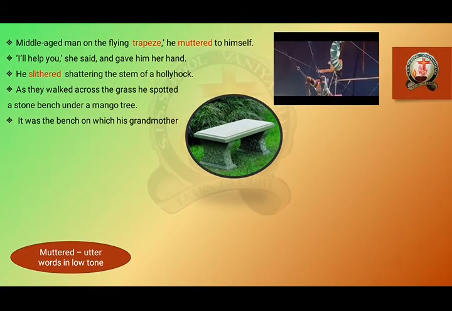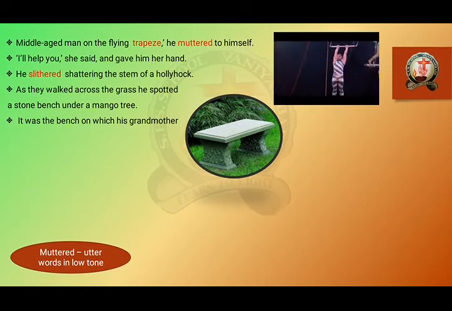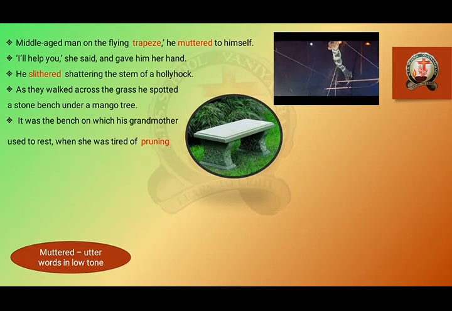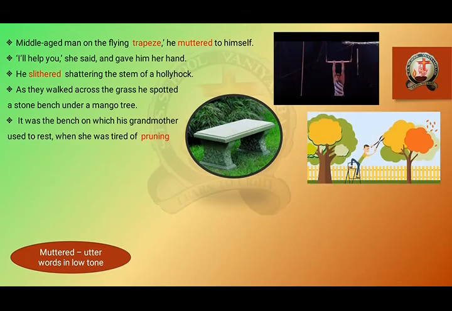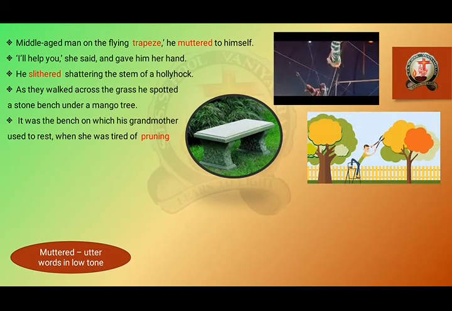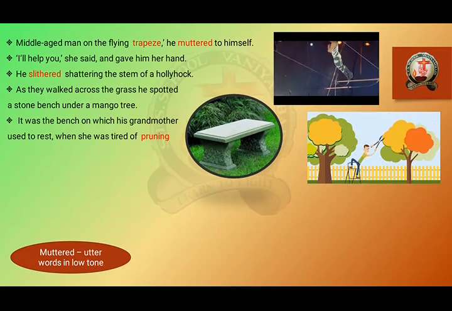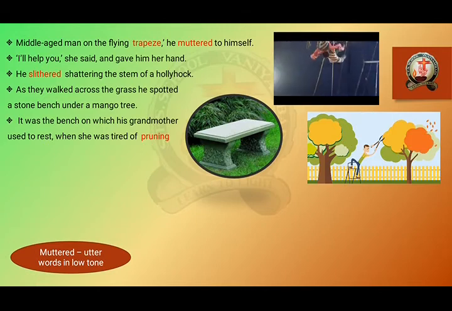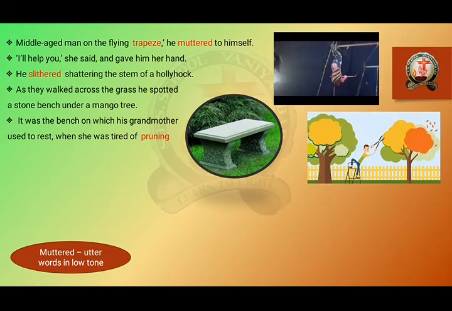The bench made of stone is called a stone bench. It was the bench on which his grandmother used to rest when she was tired of pruning. Pruning means cutting or trimming the leaves of the plants. So pruning is a new word, and we can learn the rest of the new words too. Here, you can see the picture in the animated video clipping. The man is pruning, or trimming, the leaves.